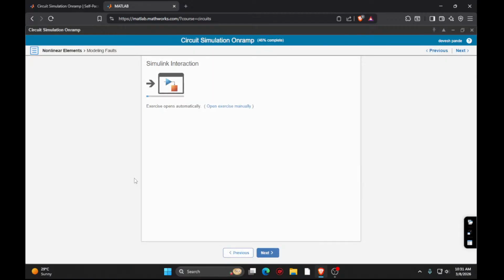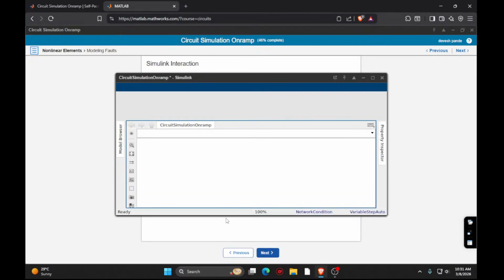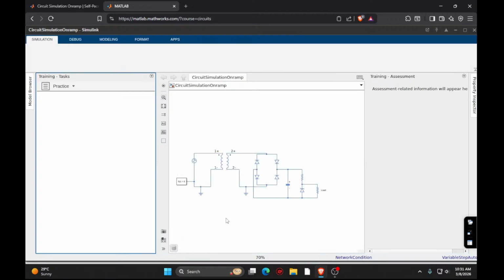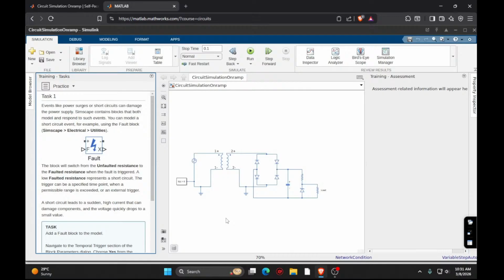So basically, what is a Zener diode? A Zener diode is a special type of diode which does not allow the voltage to increase after a limit in reverse bias. It is like a regulator.